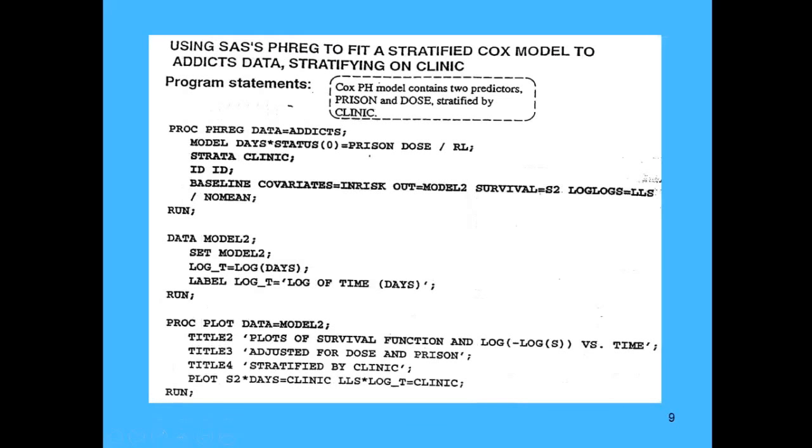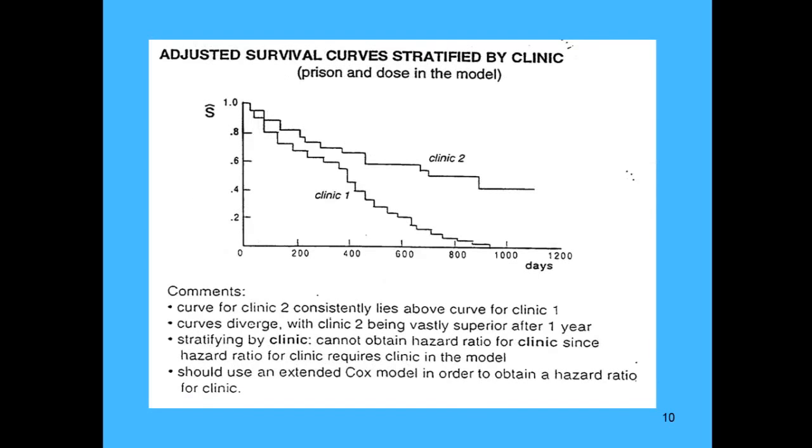And eventually over here, you see where it says model, days, status, prison, dose, and then it says strata clinic. See that? So what I've done is something I maybe don't really want to do. I'm stratifying on the clinic variable. I'm putting prison and dose in the model. And when I do that, I'm getting some plots. This is what I get.